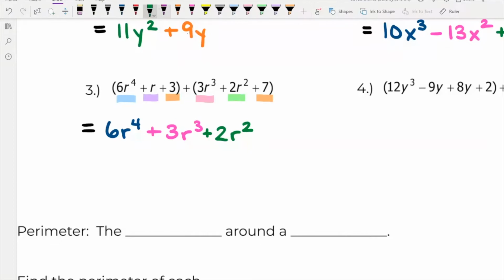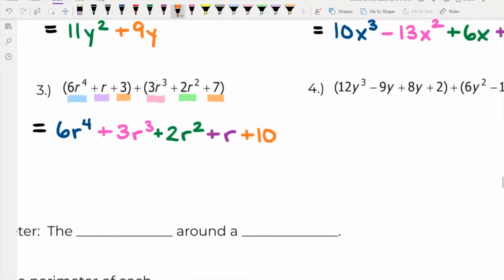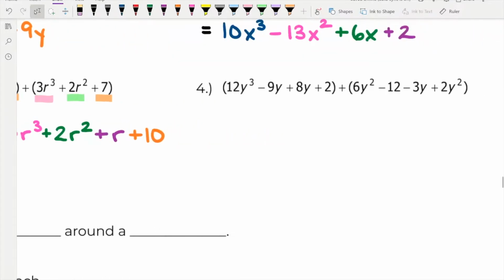So all of these terms so far have no like terms to combine with until I get to that positive 3 plus 7, and we're left with 10. So if I have no like terms to put together, the term that I have just stays how it is.